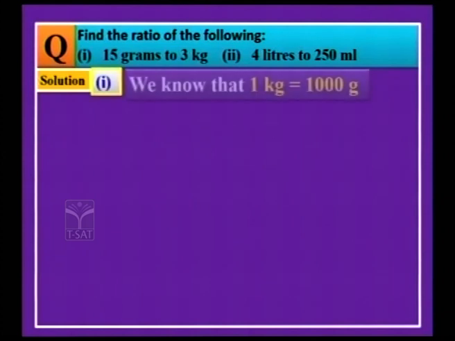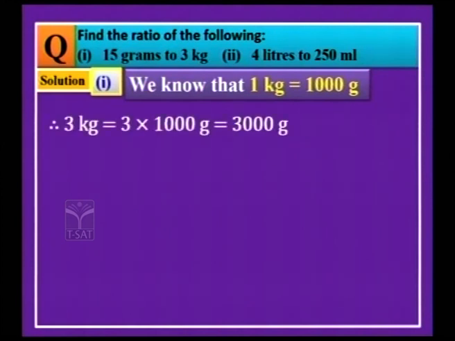The first one is 15 grams to 3 kg. So both are in different units. So I'll convert into the same units. So 1 kg is 1000 grams. Therefore what will be 3 kgs, children? 3 into 1000, which is 3000 grams. So 15 grams is to 3 kg is equal to 15 is to 3000.